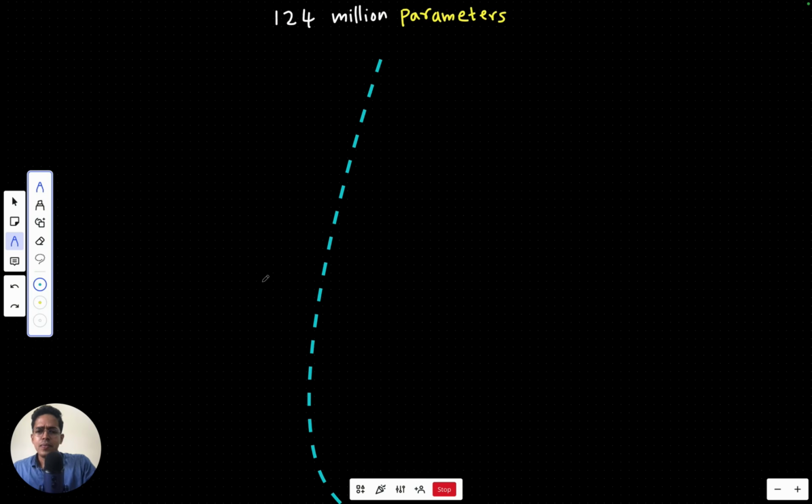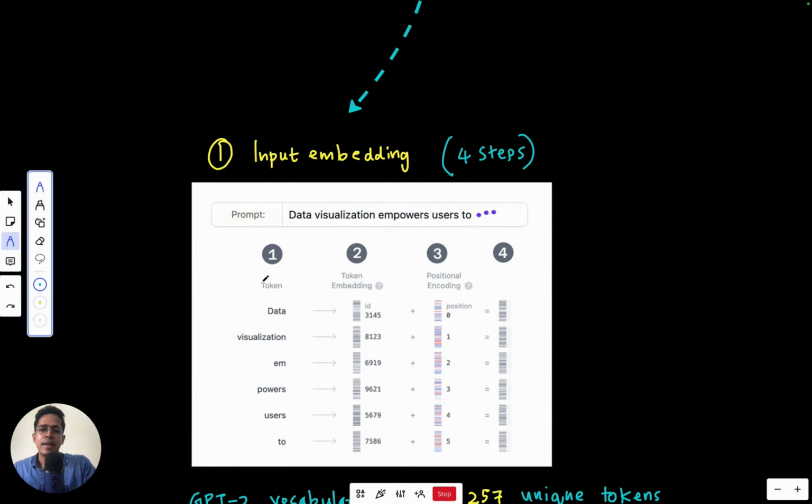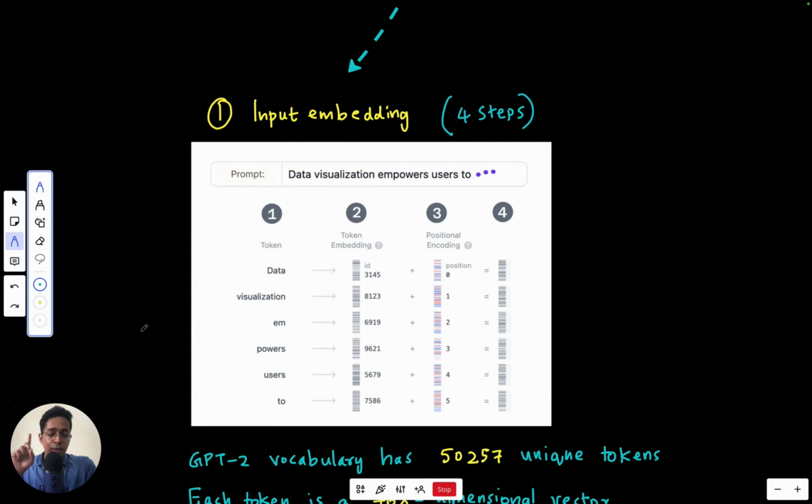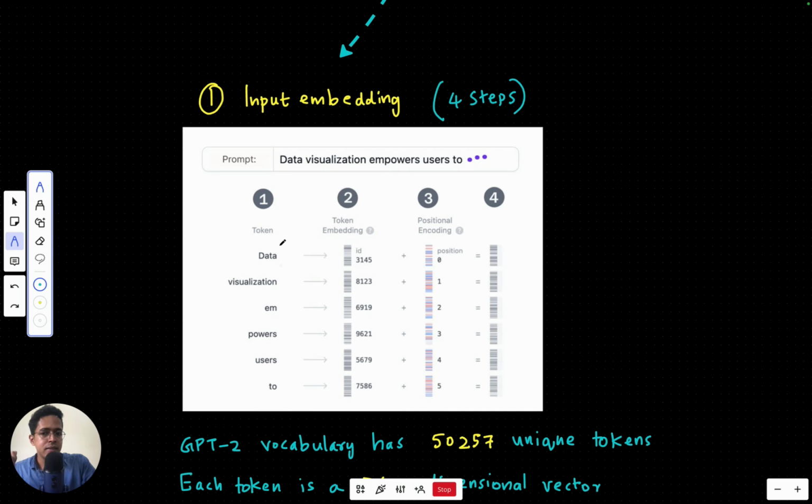And the way in which these models work, the first step that helps you process the input is something called input embedding. Input embedding has 4 steps. In the first step, the input sentence is converted into tokens. This is called tokenization. So if the input sentence is "data visualization empowers users to", it's split into tokens. This is the first token, second, and up to, this is 6 tokens, not 7, 6 tokens.